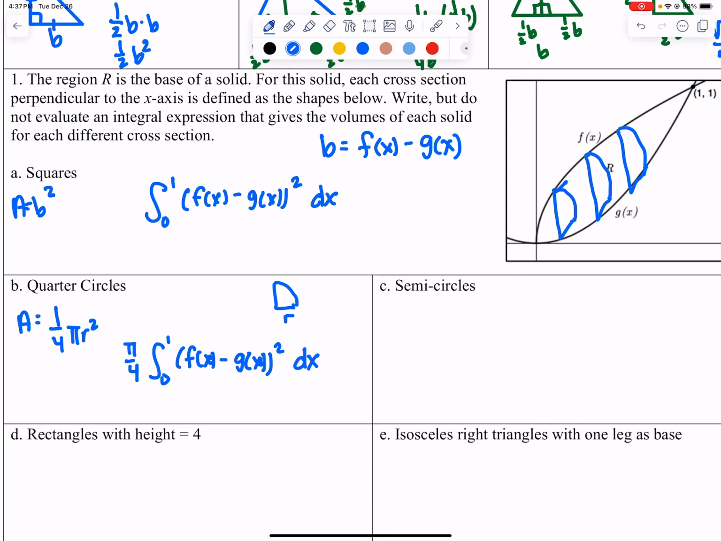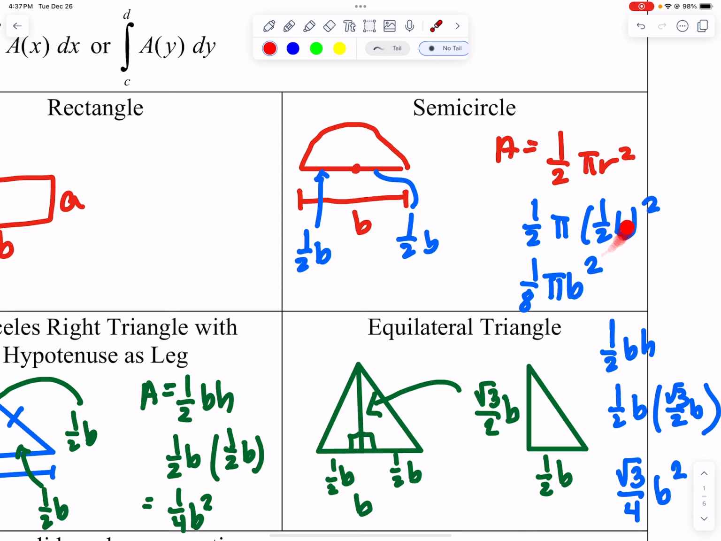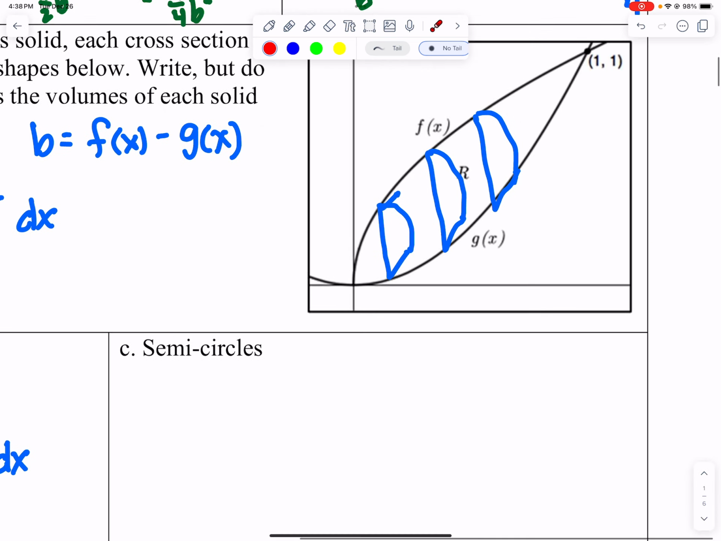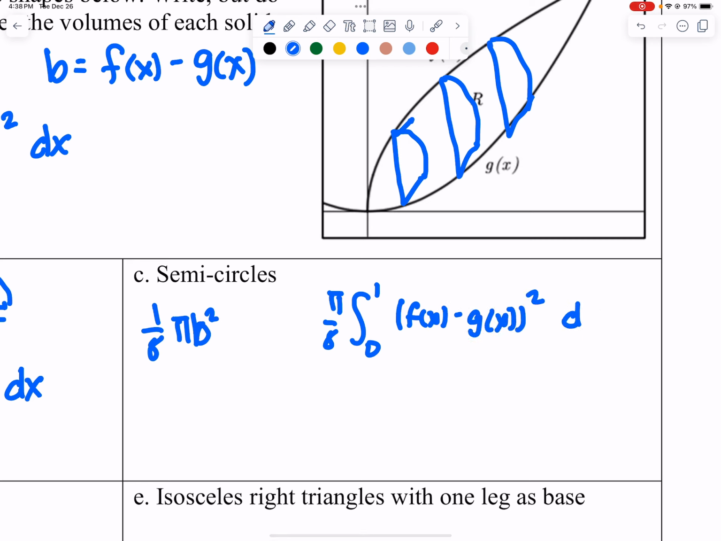Your semicircles are going to be a little bit different. Like we said earlier here, your base is going to look something like this. And remember that area that we derived earlier is 1/8 pi b squared, where b is your base. In this case, my base is my top minus bottom, or f of x minus g of x. So my semicircle is going to look like pi over 8, the integral from 0 to 1, f of x minus g of x squared dx.